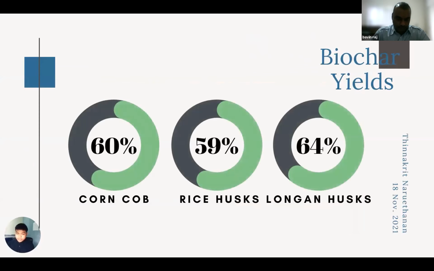Biochar yield. Average biochar yield, the temperature was controlled to be always above 300 degrees Celsius. It was found that the biochar yield from corncob, rice husk, and mountain husk were high. Yields are 60%, 59%, and 64%, respectively.